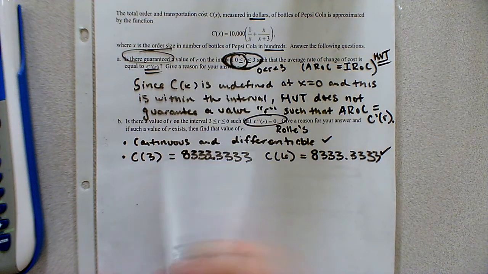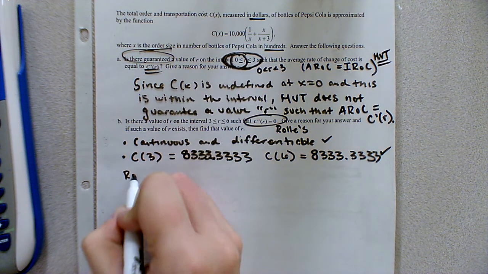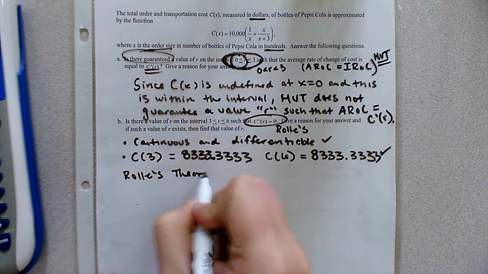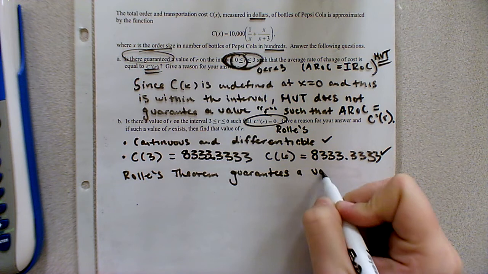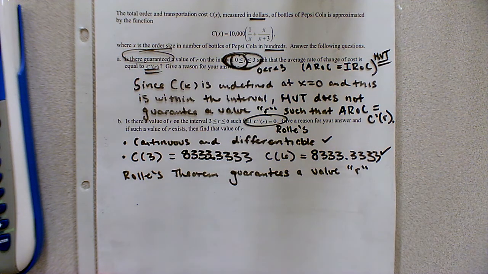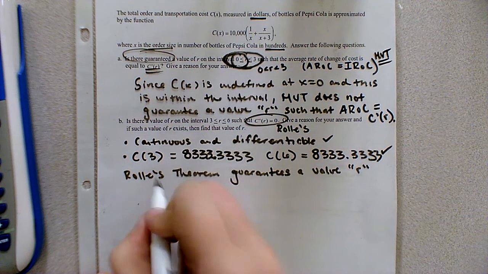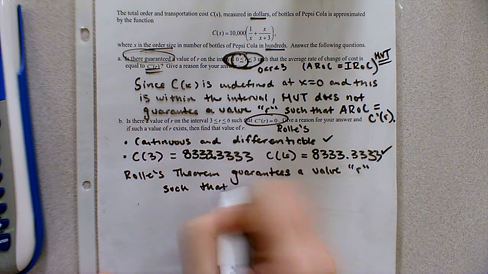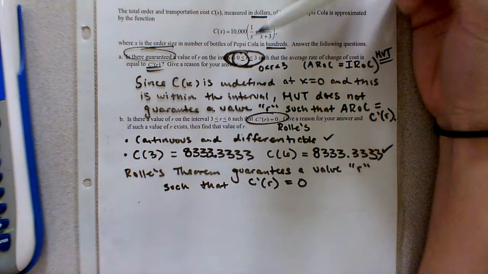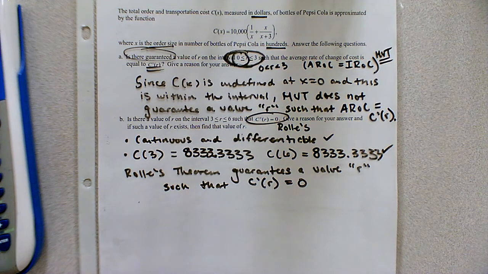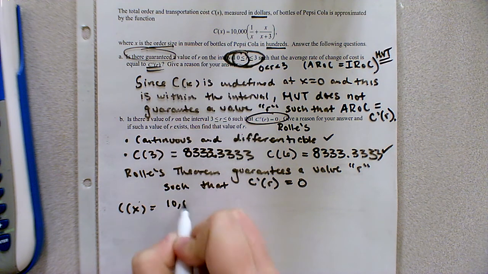All right, so all the criteria is met for Rolle's theorem. So we can say Rolle's theorem guarantees a value for R. Okay, so let's go ahead and try to find a value R such that the derivative evaluated at R is 0. All right, so somehow we got to find the derivative of this function. Now, depending on your shortcut preferences, you can attack this many different ways. What I might do, let's see, what if we were to distribute in that 10,000?